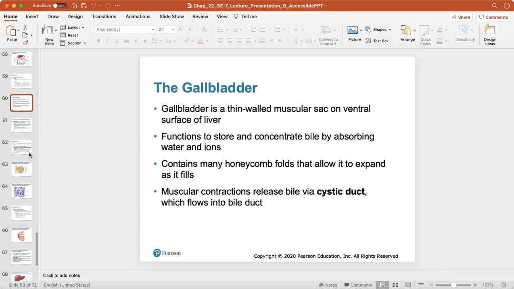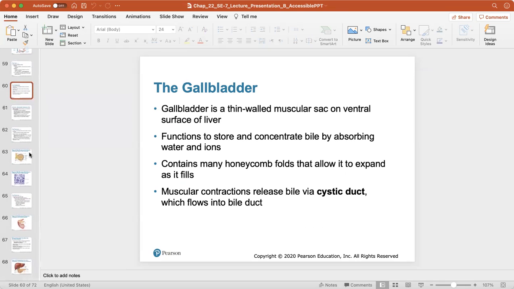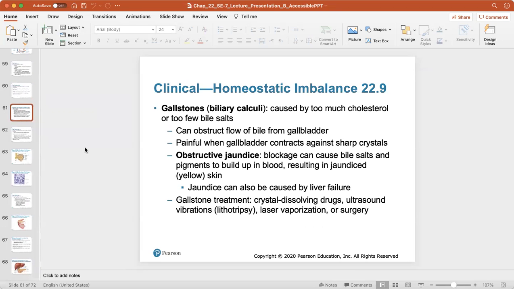The gallbladder then is a thin-walled muscular sac. It functions to store and concentrate bile. It contains many honeycomb folds that allow it to expand as it fills. Gallstones are caused by too much cholesterol or too few bile salts. Gallstones can be incredibly painful because they can obstruct the flow of bile from the gallbladder. It can be incredibly painful when the gallbladder contracts against the sharp crystals.